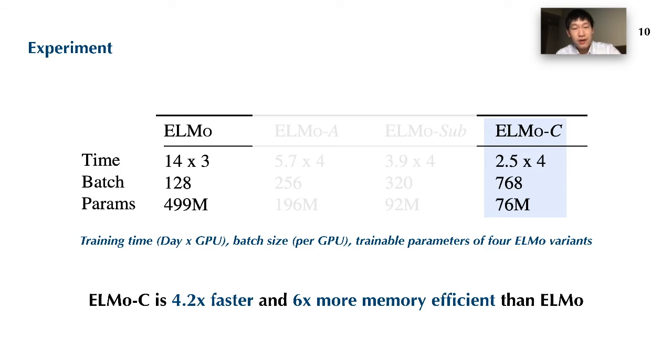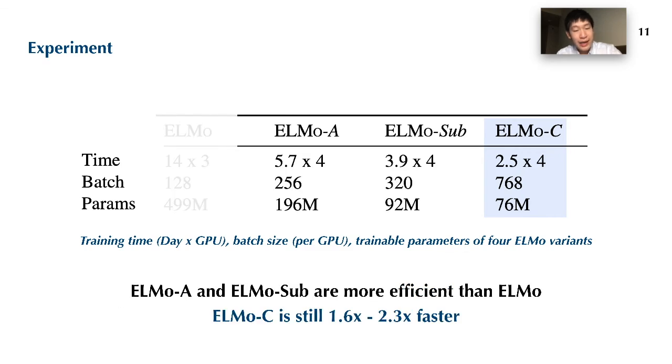First, we want to compare the computational efficiency of the models. In the table, we report the whole training time, the batch size per GPU, and the trainable parameter size. Comparing ELMo and our model, ELMo-C is 4.2 times faster and 6 times more memory efficient. We also see a significant reduction of trainable parameter size. ELMo-A and ELMo-Sub are more efficient than ELMo, but our ELMo-C is still 1.6 times to 2.3 times faster.